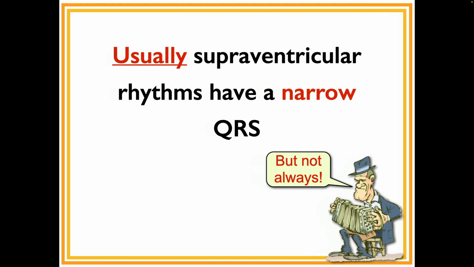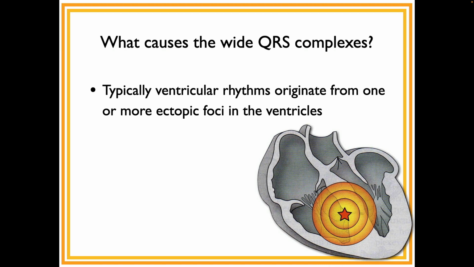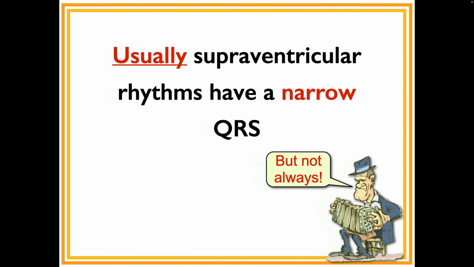I have a question. Yes, please. Does that mean that every single wide QRS is a ventricular rhythm? Nope. And that's what the next one is going to be. Unfortunately, the answer is no. It's harder. Usually, not always, unfortunately, supraventricular rhythms have a narrow QRS.